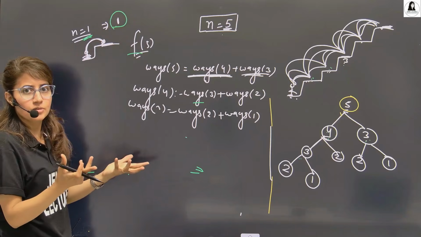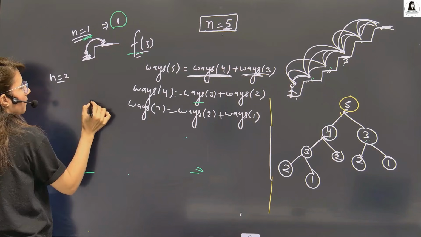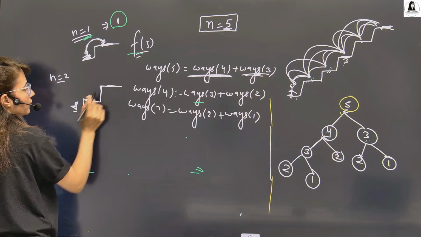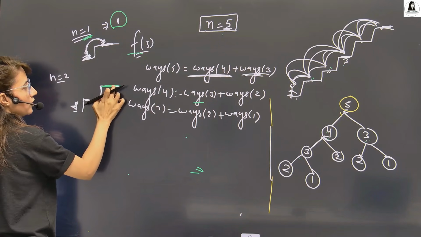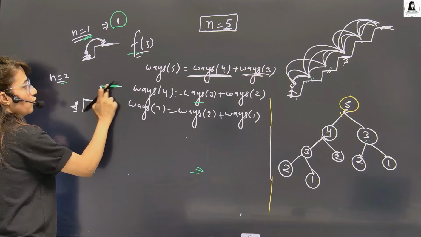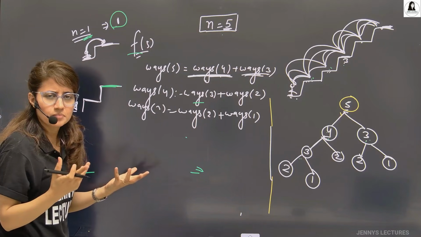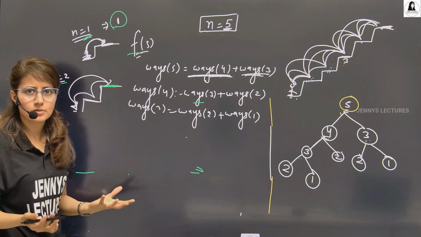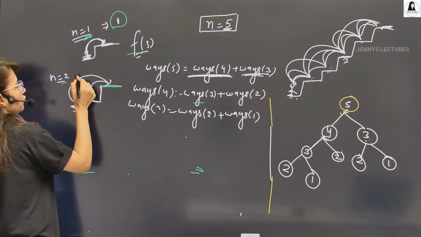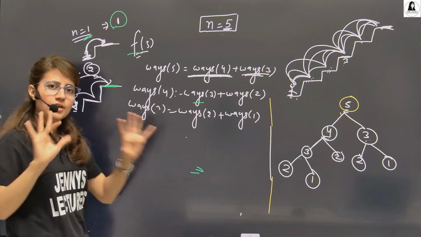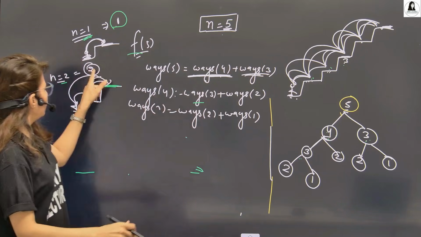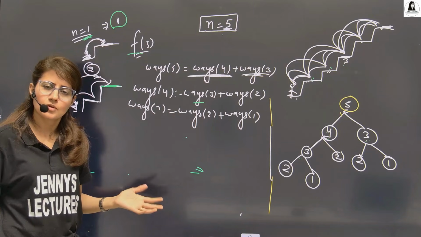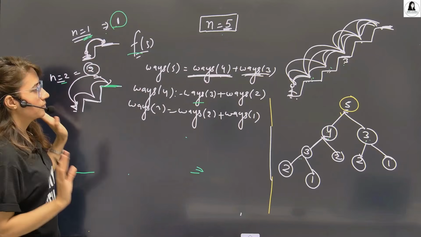So that's the base condition. When n is 2, it means something like this: you are here, 1 and 2. You need 2 steps to reach the top. How many ways are there? You can directly jump 1, 1, or directly jump here. So 2 ways are there. So when n is 2, there are definitely 2 ways. These are base conditions, simple, given in the question.